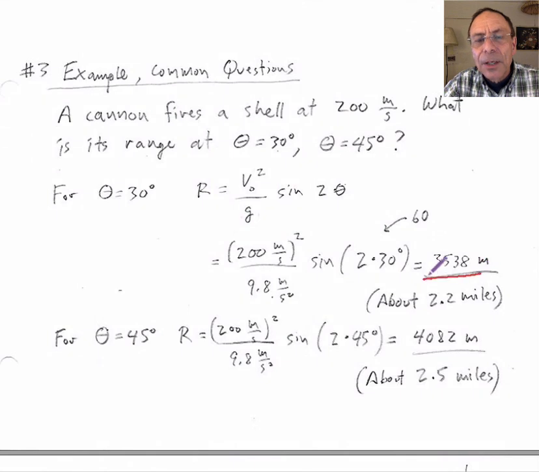3,538 meters, which is 3.538 kilometers, which is about 2.2 miles. So it's pretty far. Okay, so a cannon can shoot a long way. Now, what about 45 degrees? You go through the same process, and the only difference is that it's 2 times 45, so it's going to be the sine of 90 degrees here. And you get 4,082 meters, which is quite a bit further than the original. It was 3.5 kilometers versus 4 kilometers.